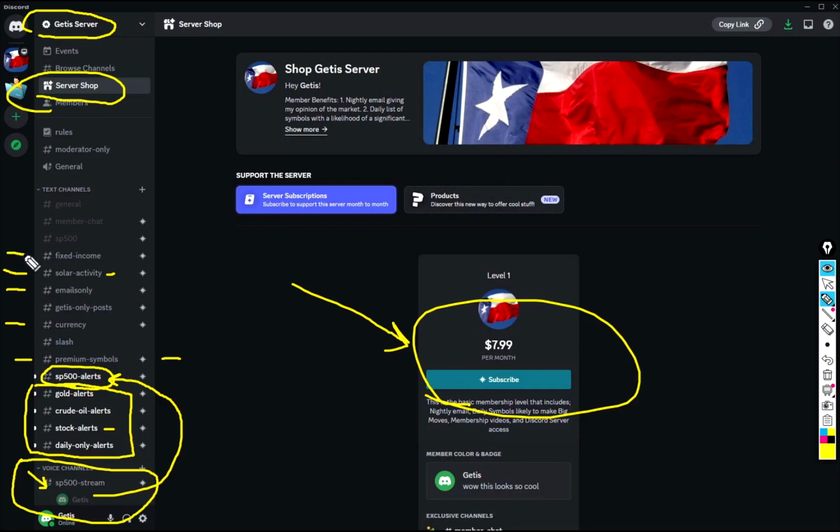Fixed income, I trade a lot of corporate bonds. And with today's inflation, there's also savings account and CD rates in there from time to time. So that's a good channel to look at. If I'm going to trade a corporate bond, I'll put it in there.